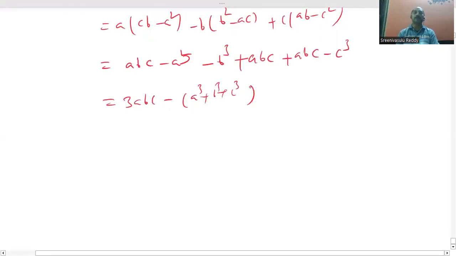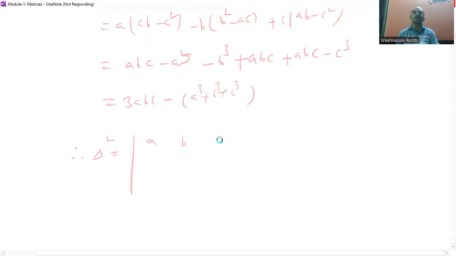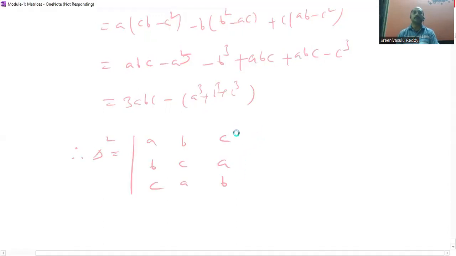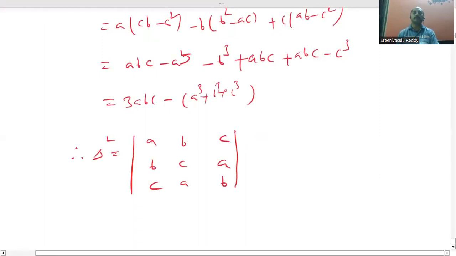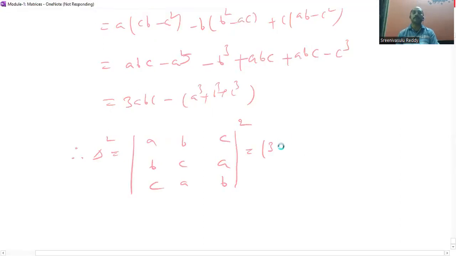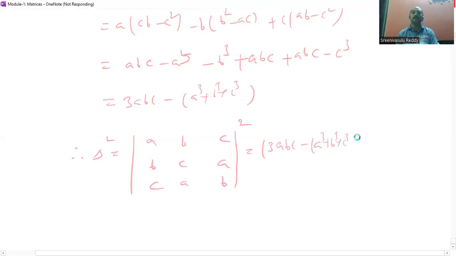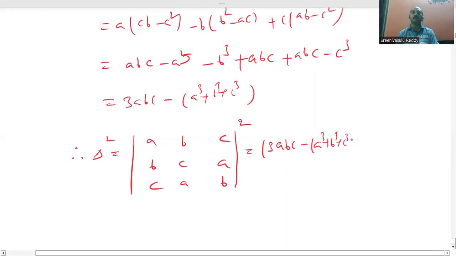So take a square on both sides. Therefore, delta square is nothing but ABC, BCA, CAB whole square equal to 3ABC minus of a cube plus b cube plus c cube whole square. That's all. Okay.